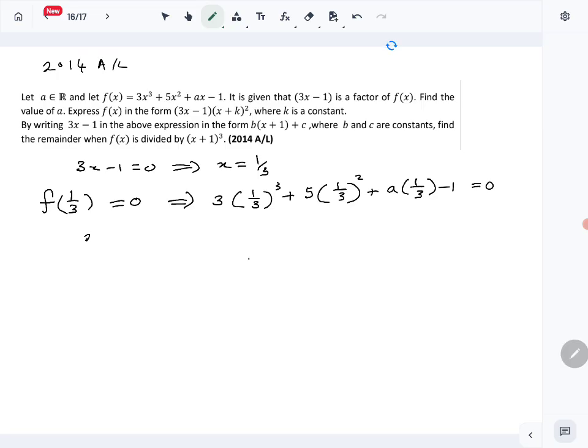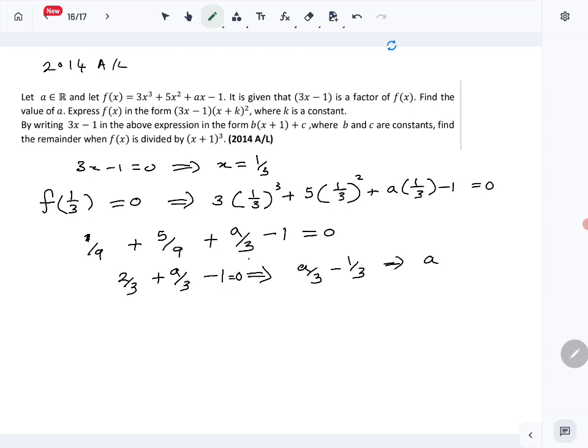So we get 1 over 9 plus 5 over 9 plus a over 3 minus 1 equal to 0. 6 over 9 becomes 2 over 3, plus a over 3 minus 1 equals 0. So a over 3 equals 1 over 3, which means a equals 1. Right. So we found a value. So then f of x is what? 3x cubed plus 5x squared plus x minus 1.